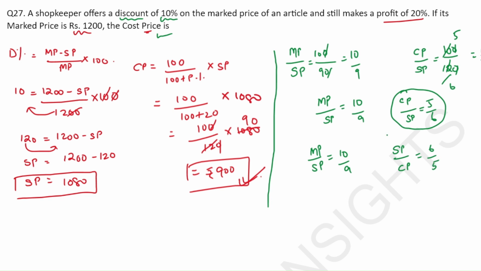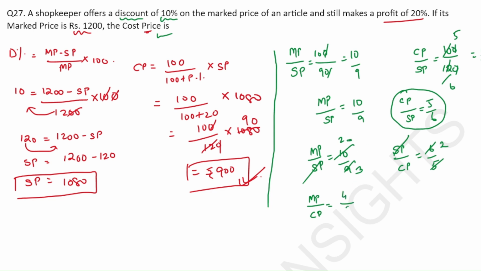Now to cancel the SP, by cross multiplication you can remove this. So SP cancels, yes or no? Now you can cancel these values also. 5 2s are 10, 3 2s are 6, 3 3s are 9. Now just write the values. So MP by CP will be 2 into 2, which is 4, right?